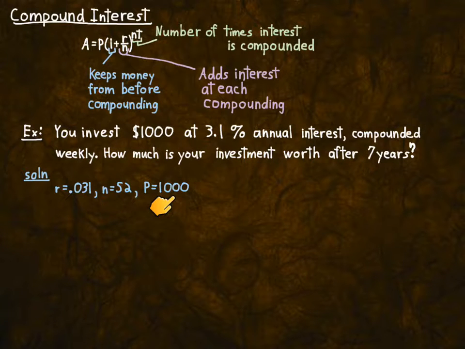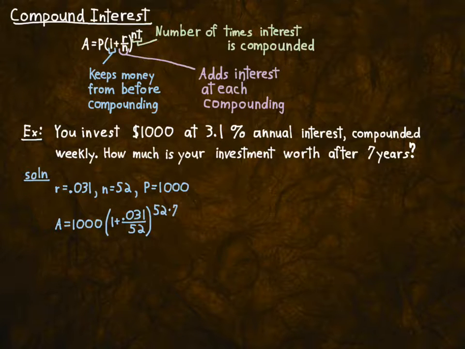P is 1,000, right? And then I would write out this equation and put the numbers in. Again, if I were doing this on my own, I probably would have written this formula out first without the numbers plugged in. Then write out what each letter is, right? And then plug the numbers in. And you just put that in your calculator carefully. And you see that you end up with $1,242.26.